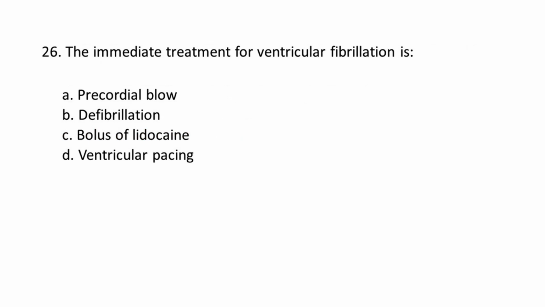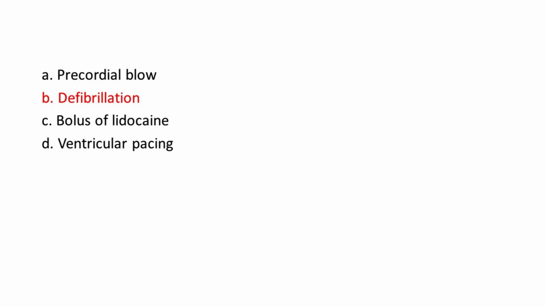26. The immediate treatment for ventricular fibrillation is: A. Precordial blow. B. Defibrillation. C. Bolus of lidocaine. D. Ventricular pacing. The answer is B. Defibrillation.